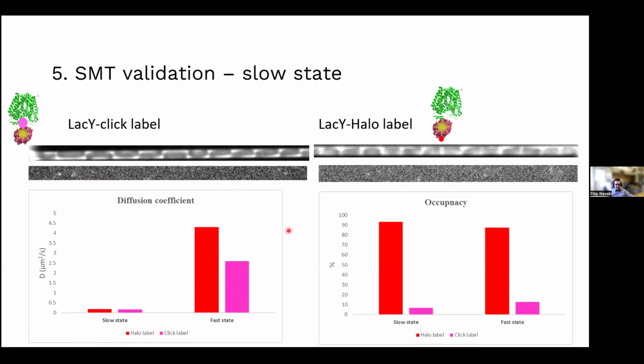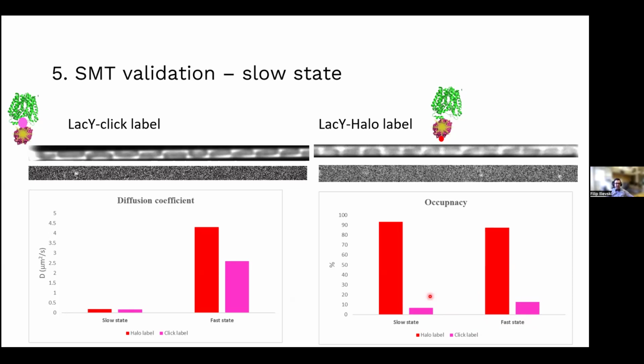And because this is a molecule that doesn't really diffuse around, we can see the occupancy for the slow state for the halo label. Let's see now. Right, so the occupancies are okay. This is just a bit of a hiccup. So this is the click label, and this is the halo label. It's only a problem with the color, but basically, these two occupancies in the slow state, regardless of the labeling method, are similar. And in the fast state, comparing these two, we have similar values.